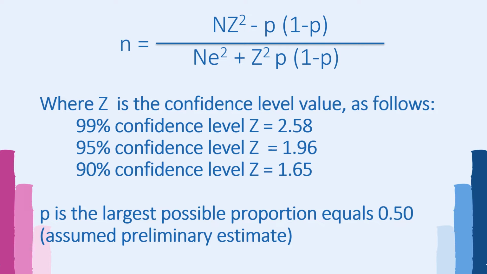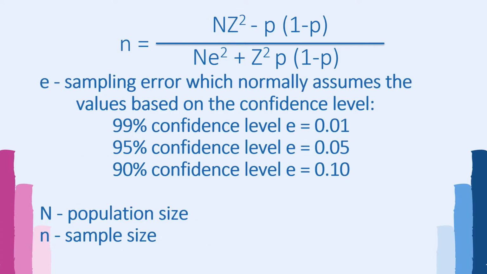Please do not be confused with the symbols that we are using. The small letter n is the one that corresponds to your sample size. So the small n, the sample size, could be determined by computing for N z squared. The big N refers to the study population. Next, the e is the sampling error, so for 99% that's 0.01, and then 0.05 and 0.10. Big N is the population size, and small n is the sample size, as I mentioned earlier.